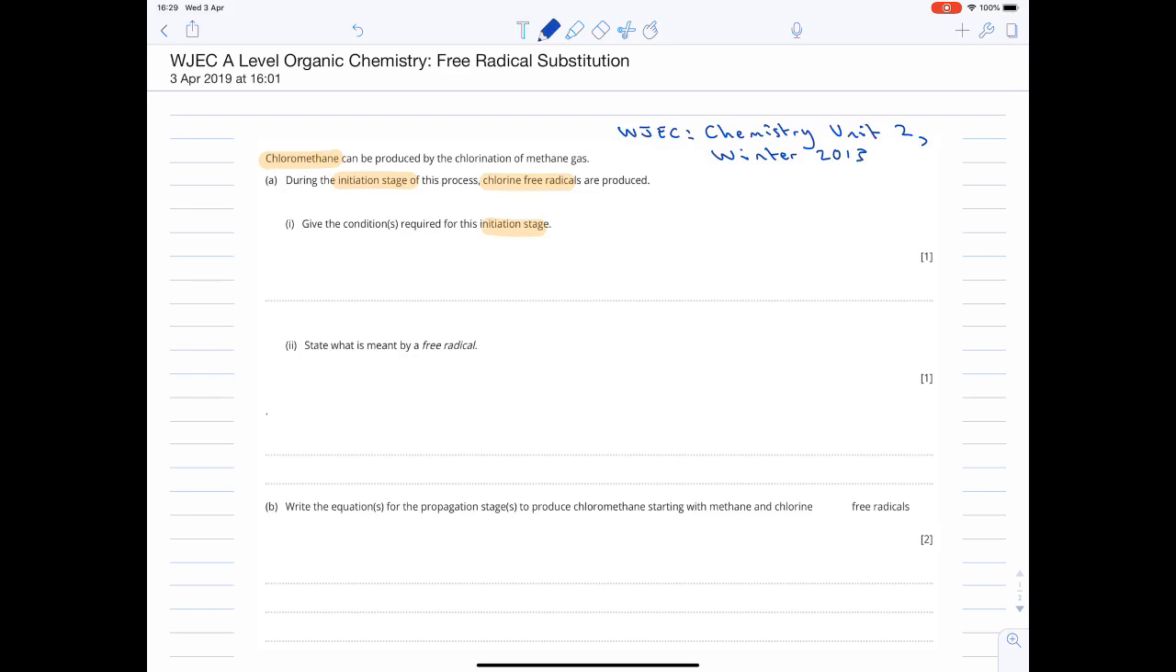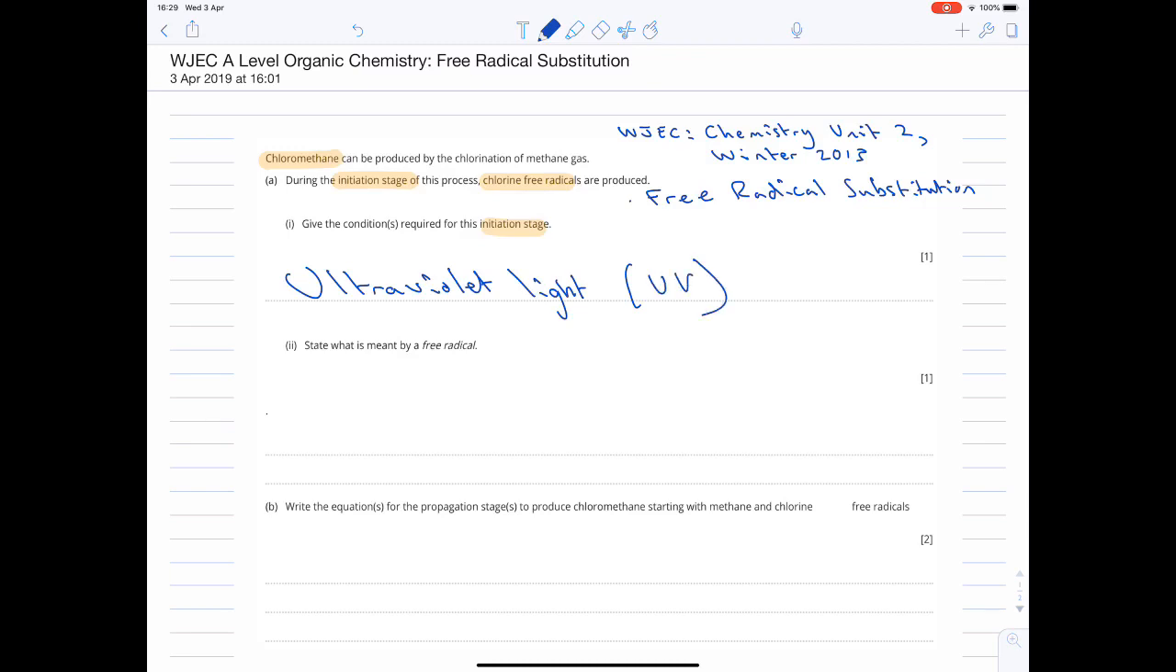Now, because we're talking about an initiation stage and producing some sort of radicals, we know that this is the mechanism free radical substitution. So I'm just going to write that down on the side for my own reference, so I don't forget later on in the question. So that is free radical substitution. Okay, so the conditions required. For an initiation stage in free radical substitution, we need ultraviolet light. So that's our answer. So ultraviolet light. I'm just going to put UV in brackets here for short.